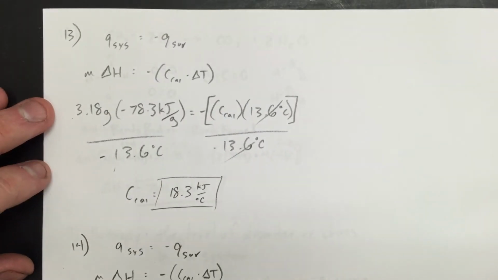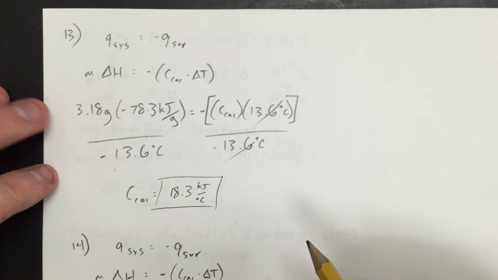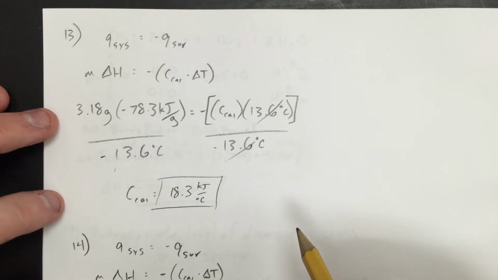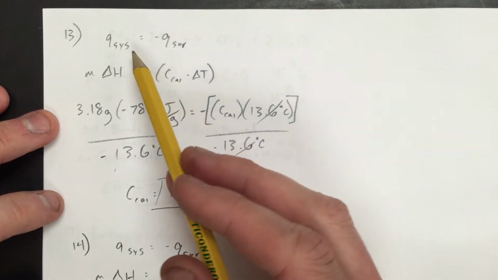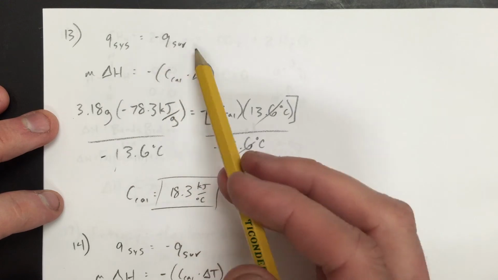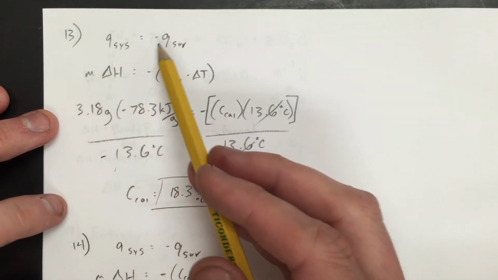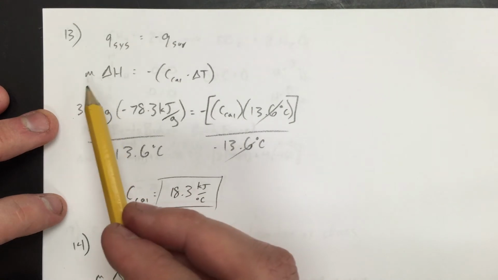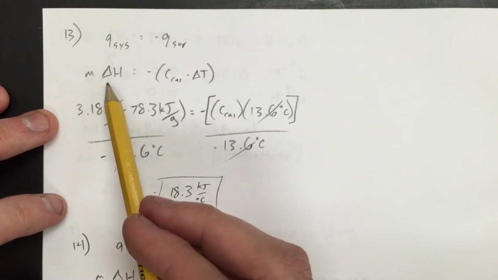All right, number 13. For number 13, I burn 3.18 grams of material with a combustion of negative 78.3 kilojoules, and in a bomb calorimeter, the temperature rises by 13.6. What's C for the calorimeter? So again, Q for the system is equal to negative Q for the surroundings. That's for any calorimetry. We're going to start with that equation. We just have to figure out what they are. So because it's a combustion reaction, we're going to use mΔH.